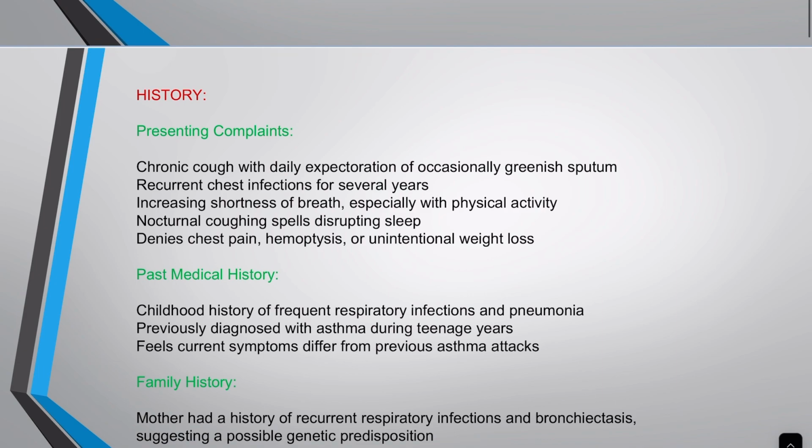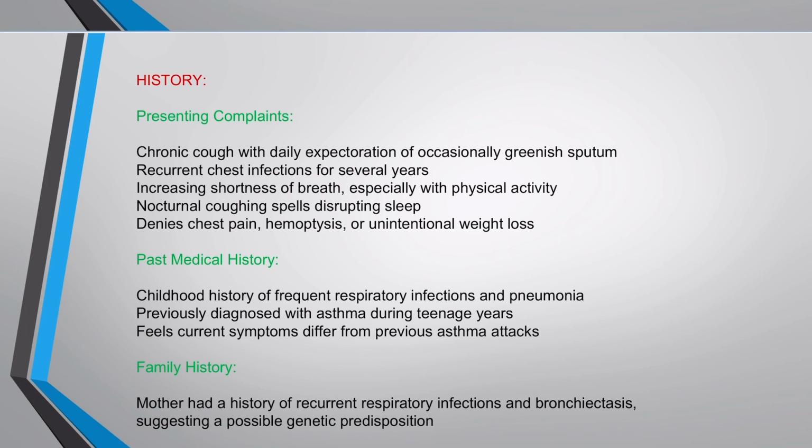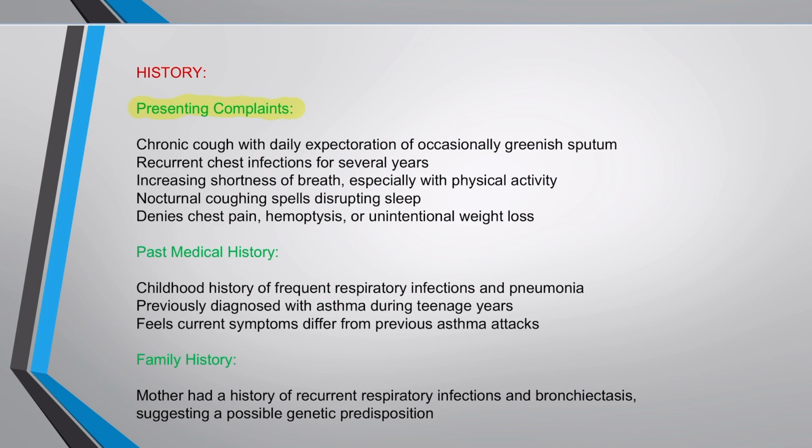So in this history, presenting complaints first. Chronic cough with daily expectoration of occasionally greenish sputum, recurrent chest infection for several years, and increasing shortness of breath, especially with physical activity, nocturnal coughing spells disrupting sleep, denies chest pain, hemoptysis, or unintentional weight loss. So these are the important questions which you should ask. An important thing in this, the catch here, is recurrent chest infections for several years. And once the patient gives this history, then you must be thinking about some chronic diseases.